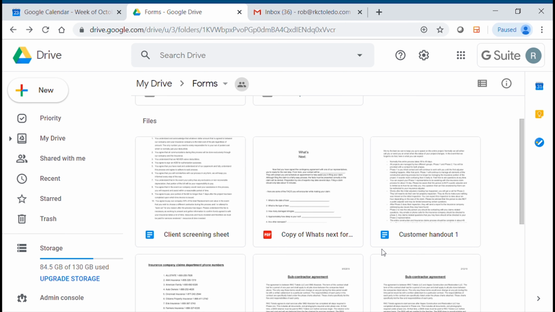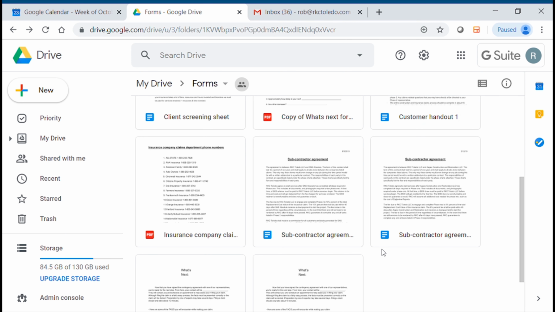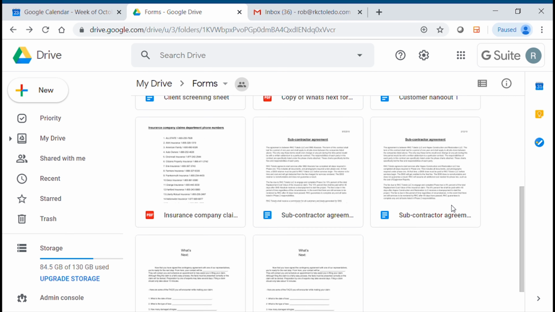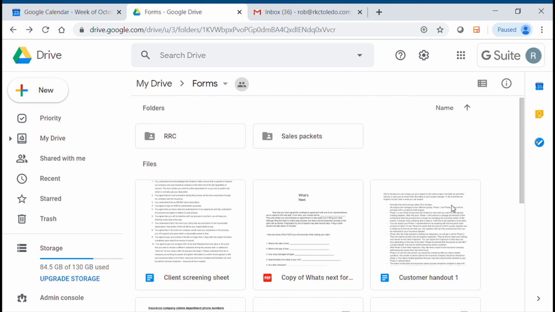The what's next form, we already went over that. The customer handout, we went over that. Subcontractor agreement form, obviously that's super important, and that's definitely one you're going to want to go over. And it looks like a couple of these are duplicates. So anyway, I have all the forms you need to be successful.